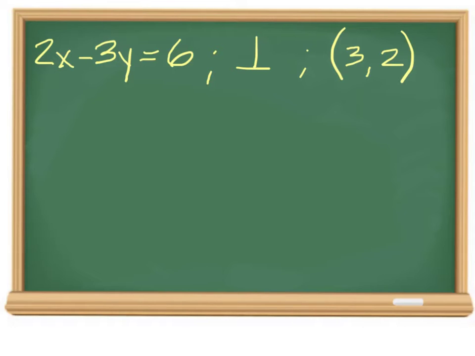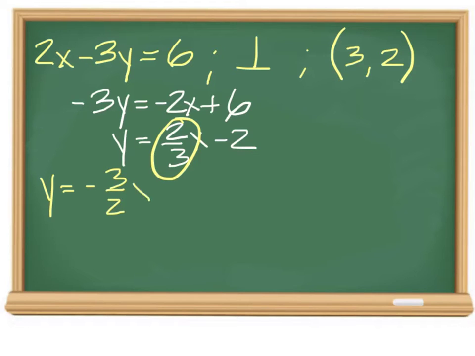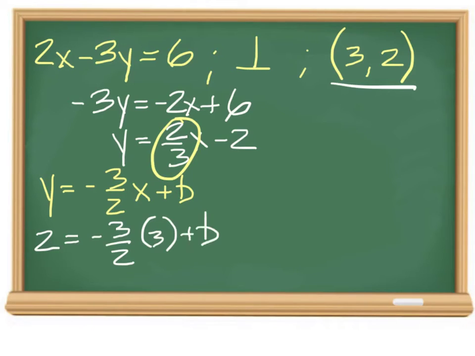On the practice problem, you should start with negative 3y equals negative 2x plus 6. Divide everything by negative 3. And then find the negative reciprocal of this slope, which will be a negative 3 over 2. And insert this point to get 2 equals a negative 3/2 times 3 plus b. When you multiply, it should be 2 equals a negative 9 over 2 plus b.